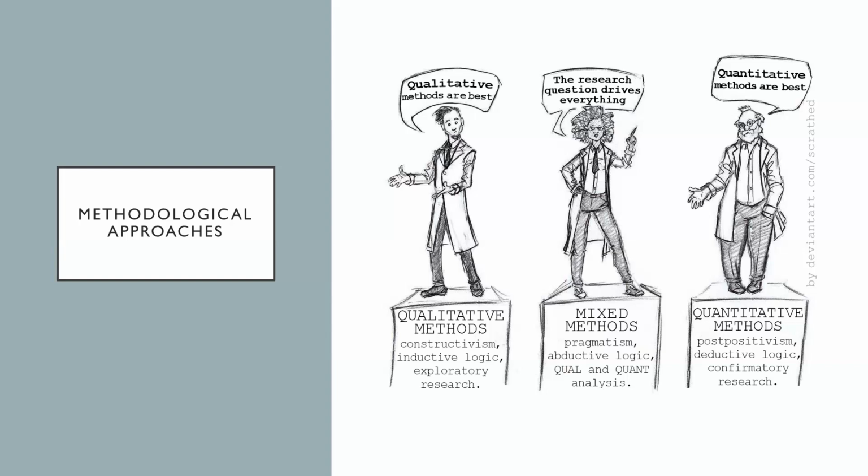What I really like about this image is, if you notice the three individuals standing on their method boxes, quantitative and qualitative are saying that theirs is the best, whereas mixed methods is mentioning a key idea in educational research: the research question drives everything. This image really resonates with me because I am by training very quantitative, and when I started getting interested in educational research, I was reading all of the quantitative stuff. It's important to remember, and I've learned throughout my experiences, that it really is the research question that tells you where you need to go and what methods you should use.